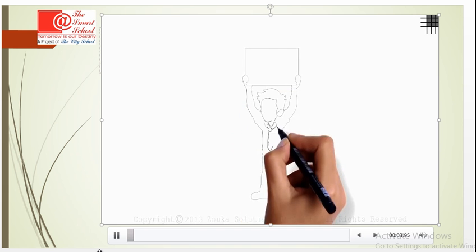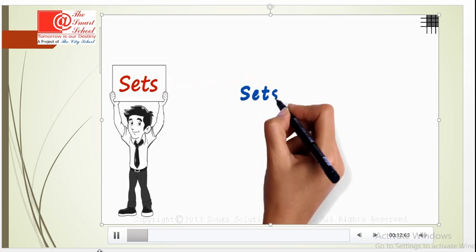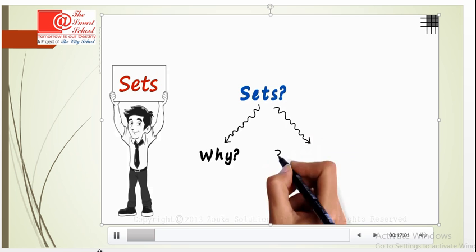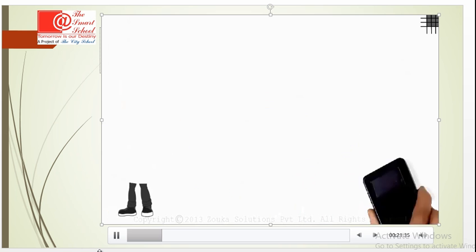The topic of sets is by far the simplest topic to grasp in mathematics, since we have to tackle just 3 simple questions. First, what are sets? Second, why do we need them? And last, how do we represent them? Let's tackle the first question in this video.